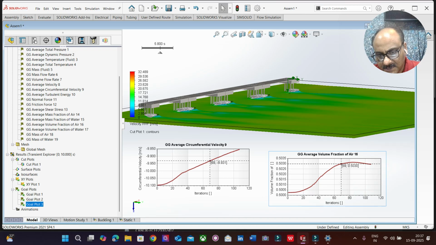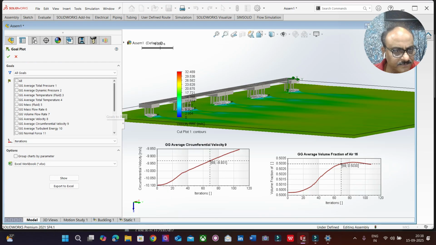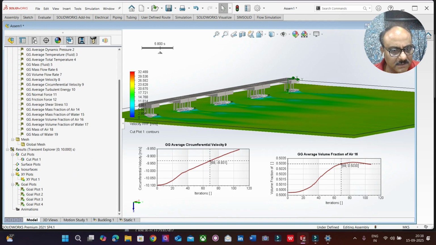And here it is the volume fraction. This is the volume fraction, and this is the number of iterations. So the stability has come exactly at the 70th iteration. So the 70th iteration is about 0.5. Okay, now let's try to find out what is the average circumferential velocity. Yeah, average circumferential velocity we have already found out.